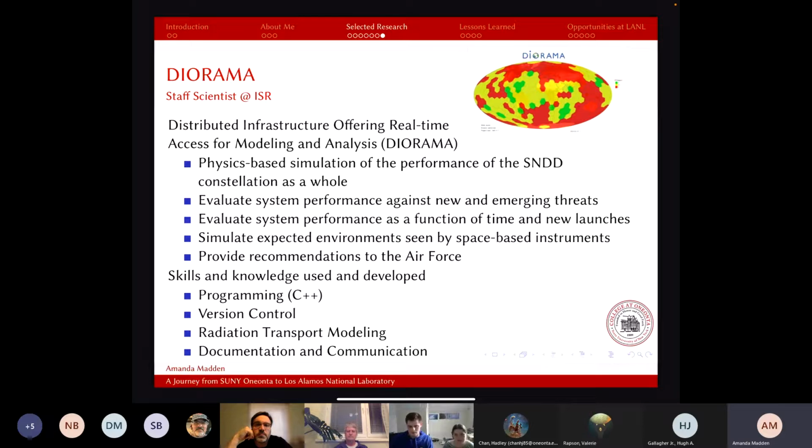That's just an example. But other cool things we were able to do was evaluate system performance as a function of time and as a function of new launches. And sometimes launches get slipped back. How does that affect our performance? We were able to simulate expected radiation environments that are seen by the space-based instruments, which is really helpful for those folks who are designing the next generation of instruments. And then ultimately, we were providing recommendations to the Air Force, who owns this mission.